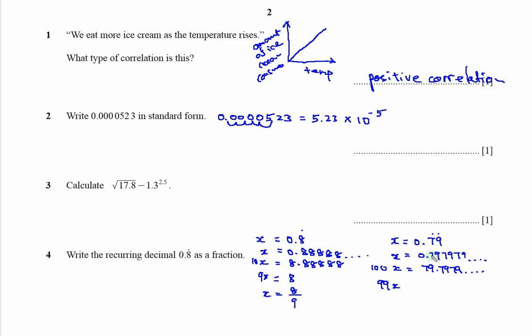This minus this, the non-terminating part 0.797979, these are the same, so you end up with 79. Therefore x, the fraction that gives you this non-terminating but repeating decimal, is 79/99. If you can simplify this, then please simplify. If not, you just keep this. You take the calculator, divide this, you should get 0.7979.